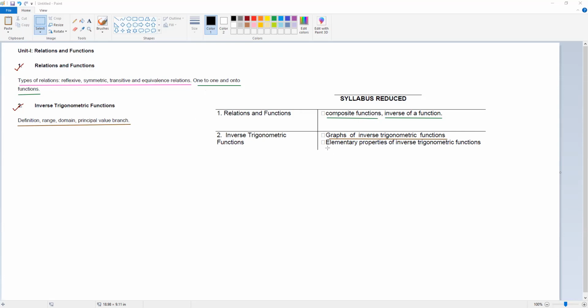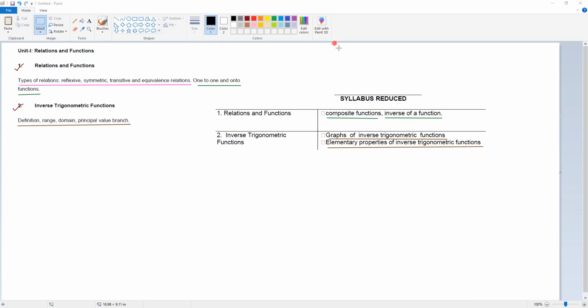Then some elementary properties of inverse trigonometric functions. That was the most important section of that chapter actually. Elementary properties of inverse trigonometric functions, that also is eliminated. So in the second chapter, there are only a few things that we can teach in only 1 or 2 days. Though this was the main topic, elementary properties of inverse trigonometric functions, that is eliminated.